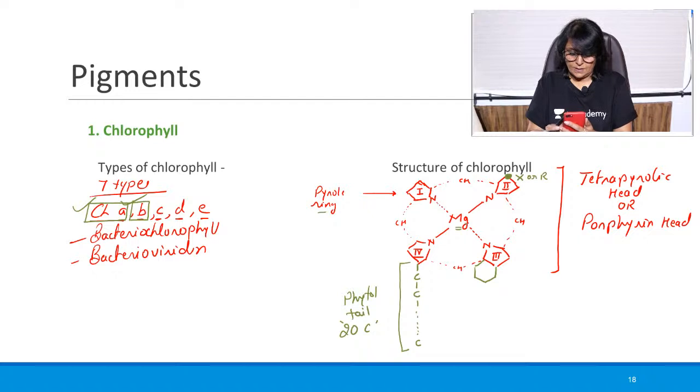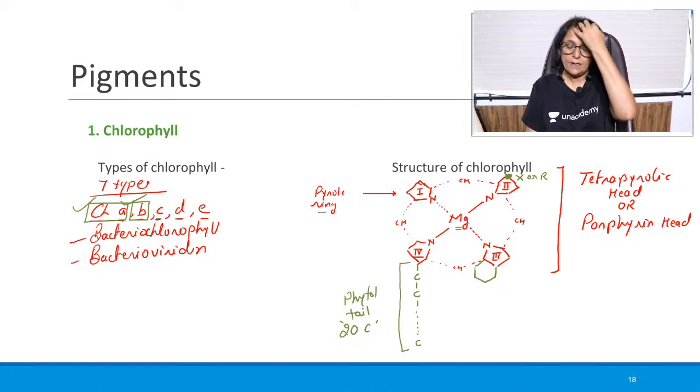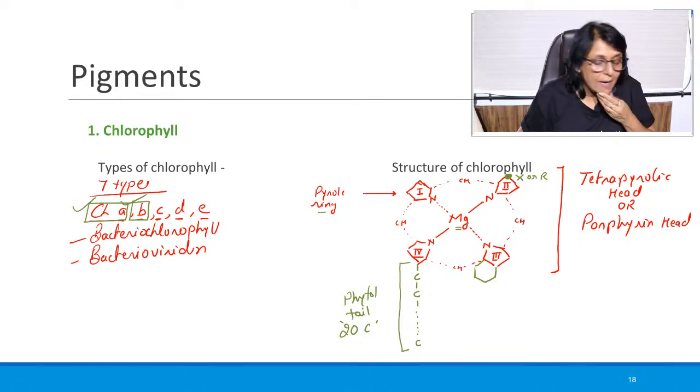Now, is there any doubt in the structure part? Ajay asks, ma'am, in cactus, there is a photosynthesis process. Yes, there is photosynthesis, but there is a slightly different way of photosynthesis. We'll talk about that a little later. First we are trying to understand the most common type of photosynthetic process, and then we will come to that.